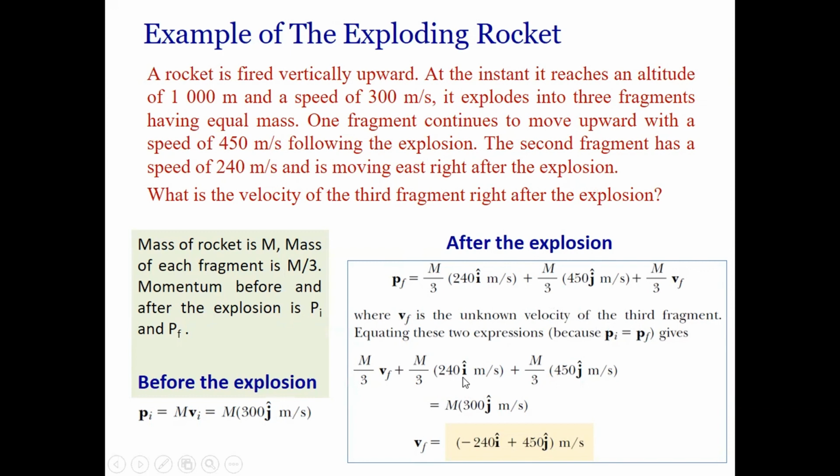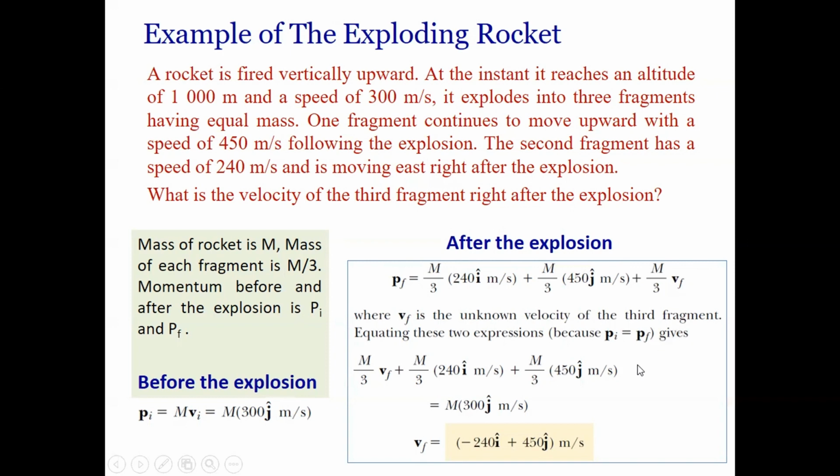240 meters per second times i unit vector is the second fragment. Then we come to the third fragment, and the third fragment is moving with some velocity v. We don't know that velocity, and the question is, what will be the velocity of this third fragment? So we substitute here m divided by 3 times this unknown velocity v.